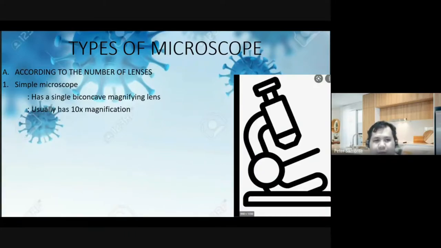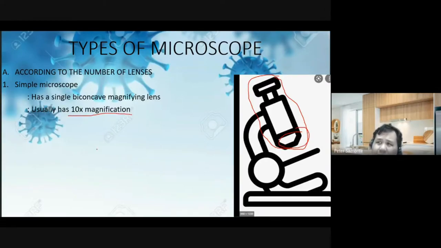One of those classifications would be according to the number of lenses. So first we have your simple microscope. Your simple microscope consists of a single biconcave magnifying lens. This would be your magnifying lens, specifically this part, the objective. This type of lens or objective only has a 10 times magnification.